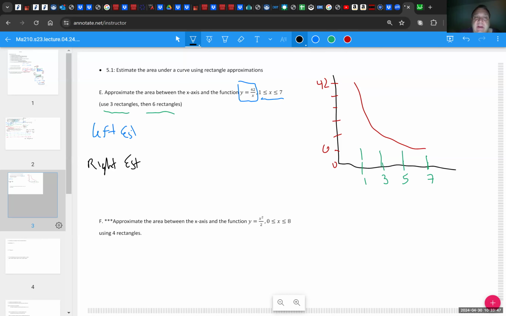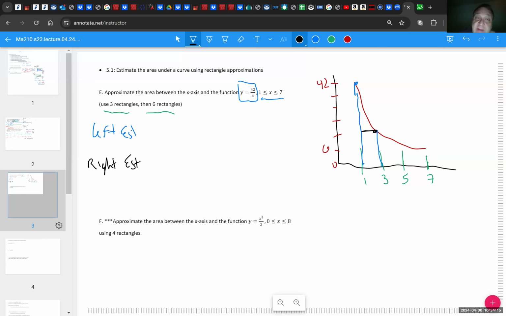So let me first do the left estimate. In our rectangle, our first rectangle is between 1 and 3. It goes up to here for 1, and 3 goes up to here. And of course, it doesn't make a rectangle. We can approximate it using the left-hand endpoint as the height of the rectangle, or we could approximate this using the right-hand endpoint as the height, right?